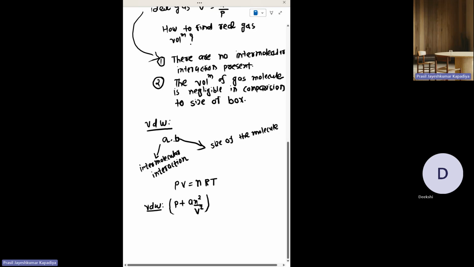That was the actual value. Then V minus nb, the volume of N molecules multiplied by b, is equal to nRT. So this is nothing but the Van der Waals equation of state. For this equation of state, constant a is given by 27/64 R squared Tc squared by Pc, and b is given by RTc divided by 8Pc.